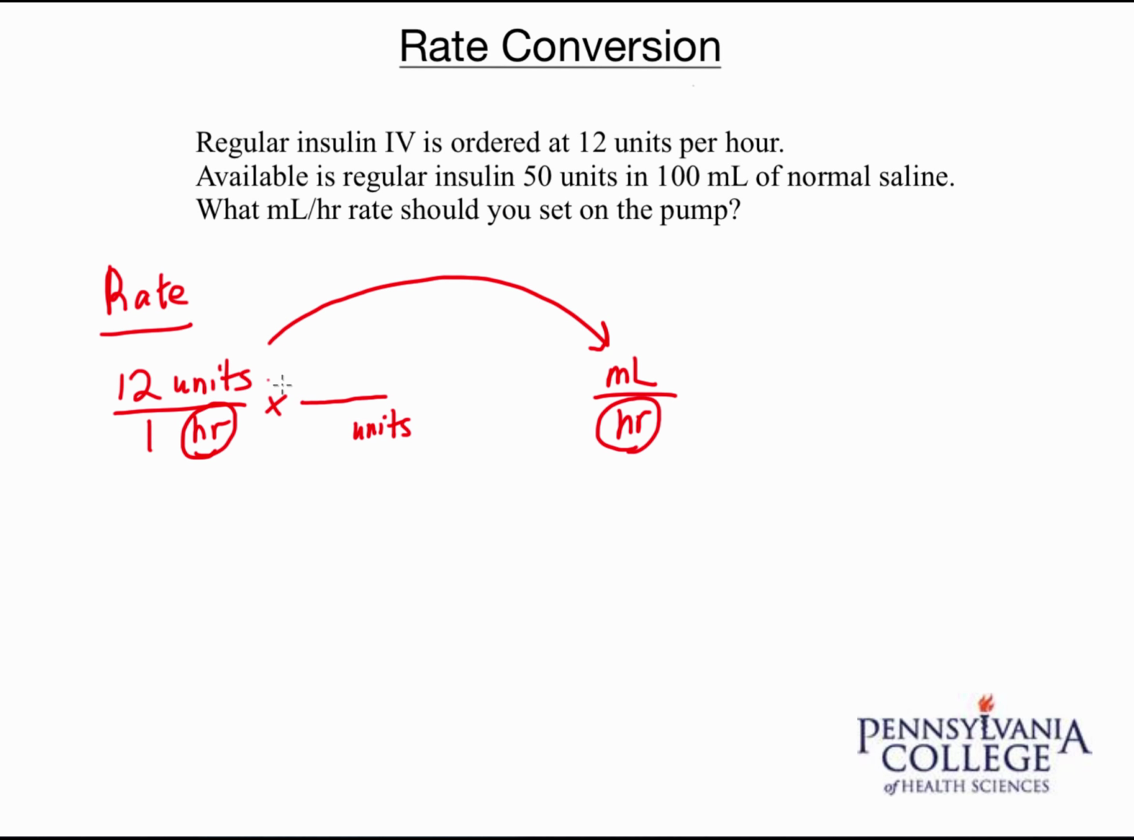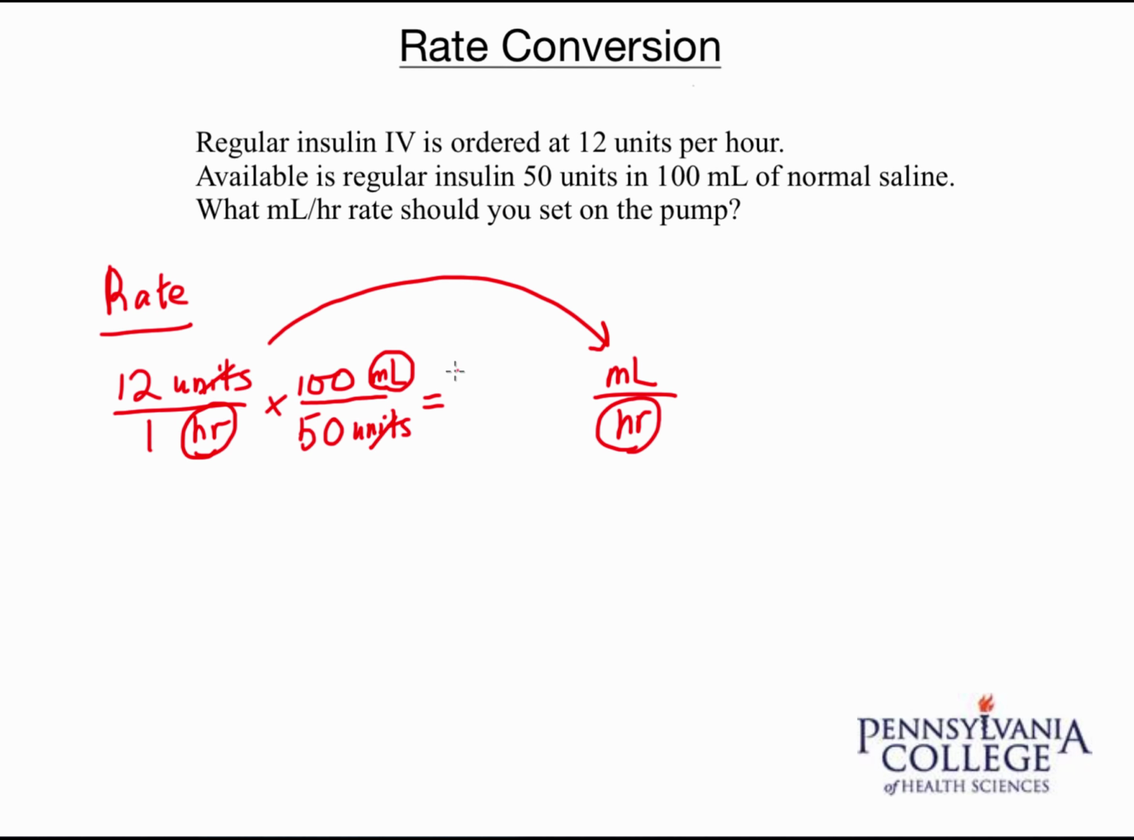So to cancel units, units needs to be in the denominator, since it's in the numerator in my first conversion, my first factor. The second factor should have units in the denominator, and I want to go from units to milliliters. I know the ratio in this example. There are 50 units, and they are contained in 100 milliliters. By multiplying 100 over 50, I will be canceling out units, and I would be converting that into milliliters.